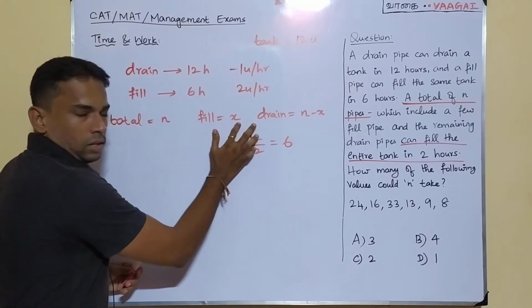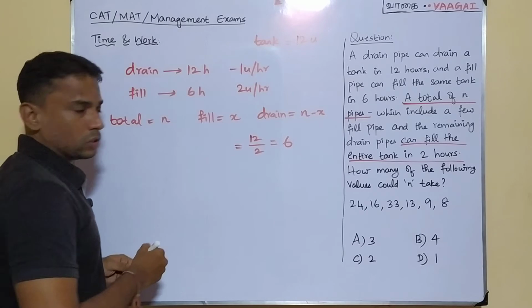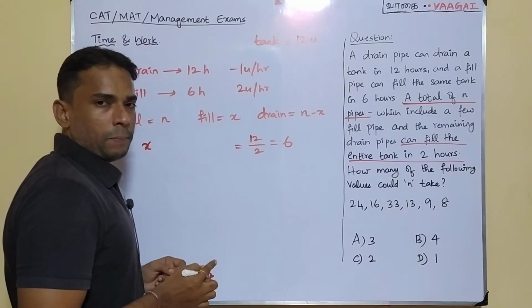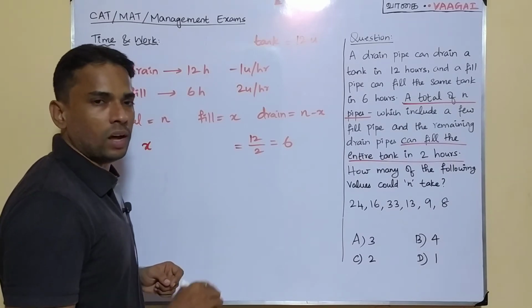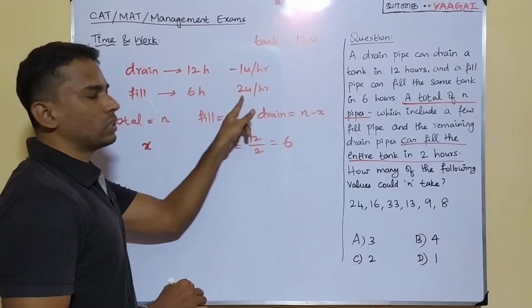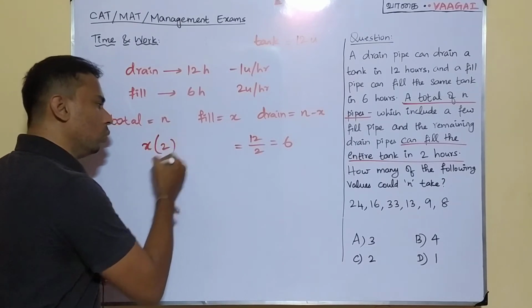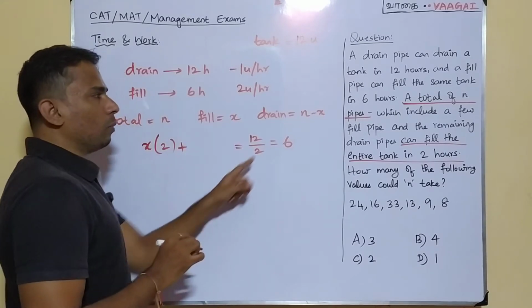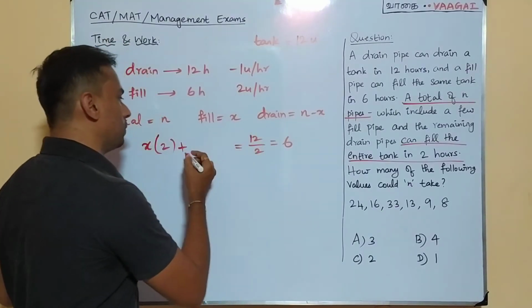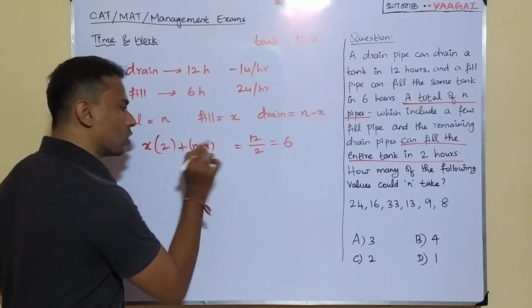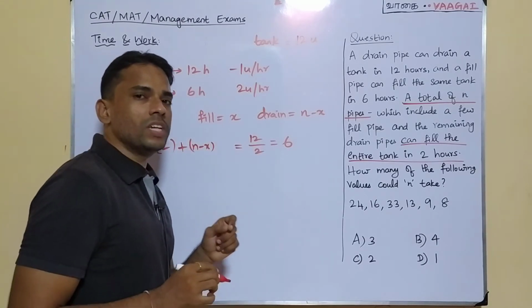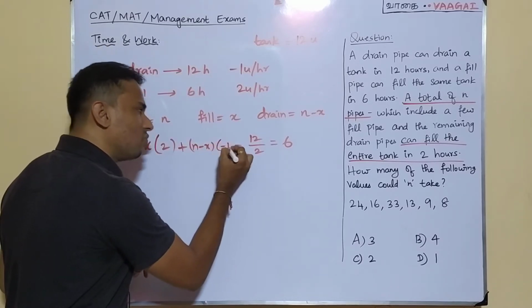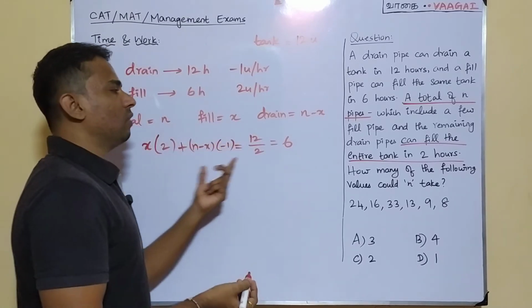We know how many filling pipes are there. There are x filling pipes. So x times of, now we know each of these filling pipes can fill how many units in 1 hour? Each of them can fill 2 units in 1 hour. So x into 2 efficiency, I'm just calculating the efficiency, then plus, what about the others? The others are draining pipes. How many of them are there? n minus x of, and what about the efficiency of a draining pipe? That's going to be minus 1 unit per hour. So n minus x times of minus 1, this is what will be equal to this 6.